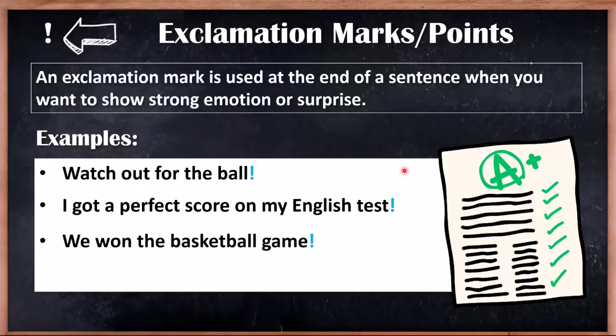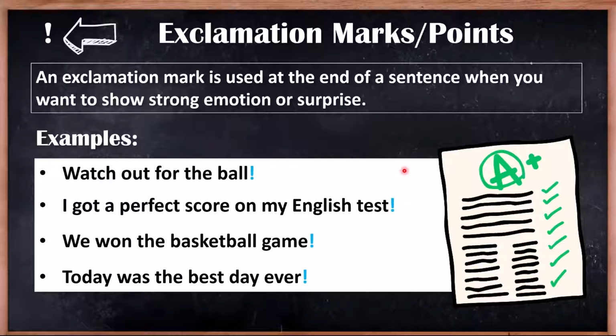We won the basketball game! Today was the best day ever! Try not to overuse exclamation marks. This is more common with informal writing, in emails, messages to your friends or family, or when you're writing a novel or a short story.